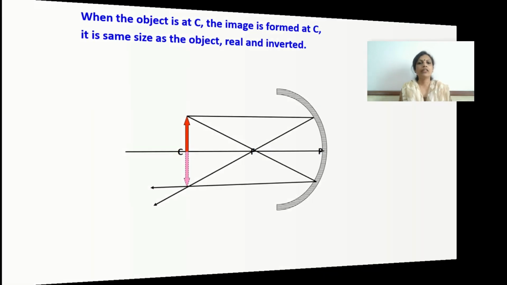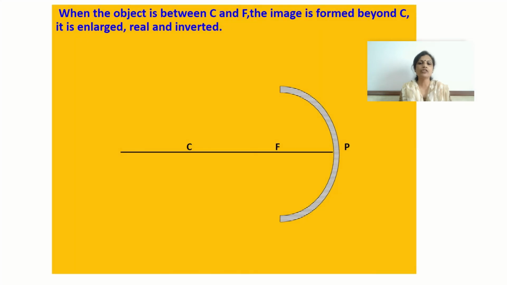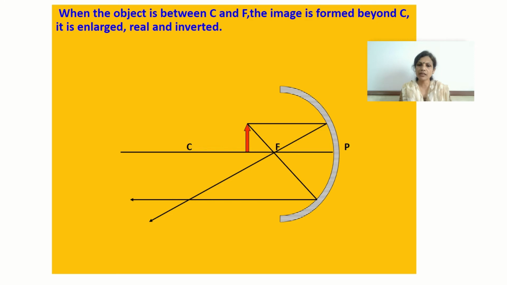Okay. Next, when the object is placed between center of curvature and focus, have a look at this. Make use of our rules. First rule, ray of light parallel to principal axis, after reflection, passes through focus F. Second rule, when the ray of light passes through focus F, after reflection, it is parallel to principal axis. This is the place where both the rays are meeting, and there we get the image. The image is formed beyond center of curvature. It is enlarged, greater than the size of the object. It is real and inverted.